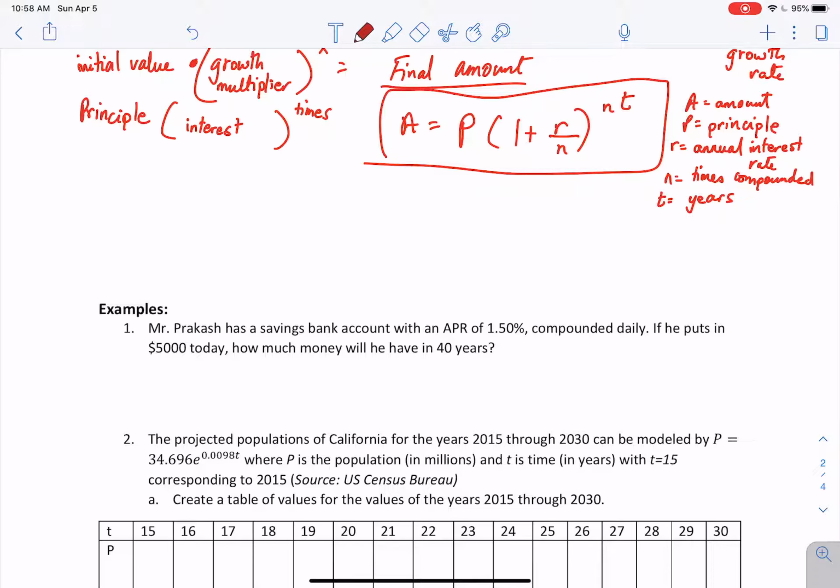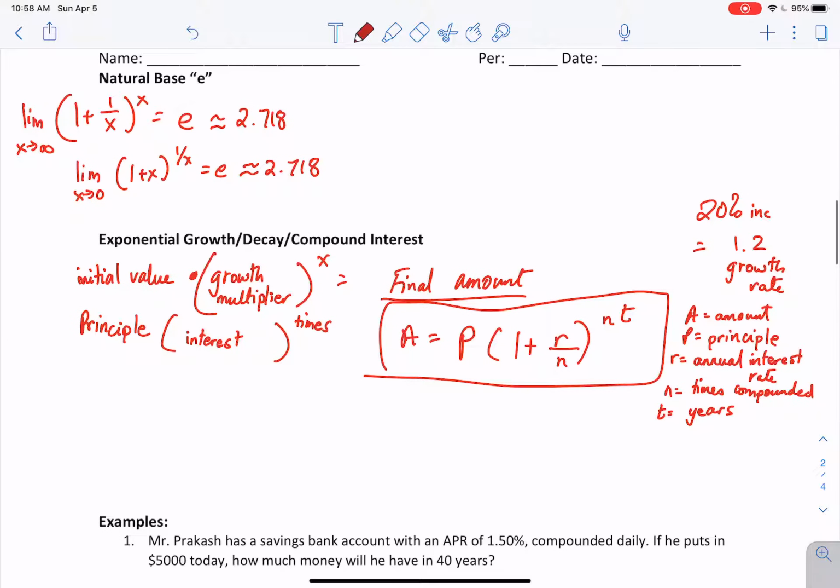So using this formula, we can think about where e comes from. Let's say we have $1. We have a really nice bank that's giving us 100% annual interest rate.